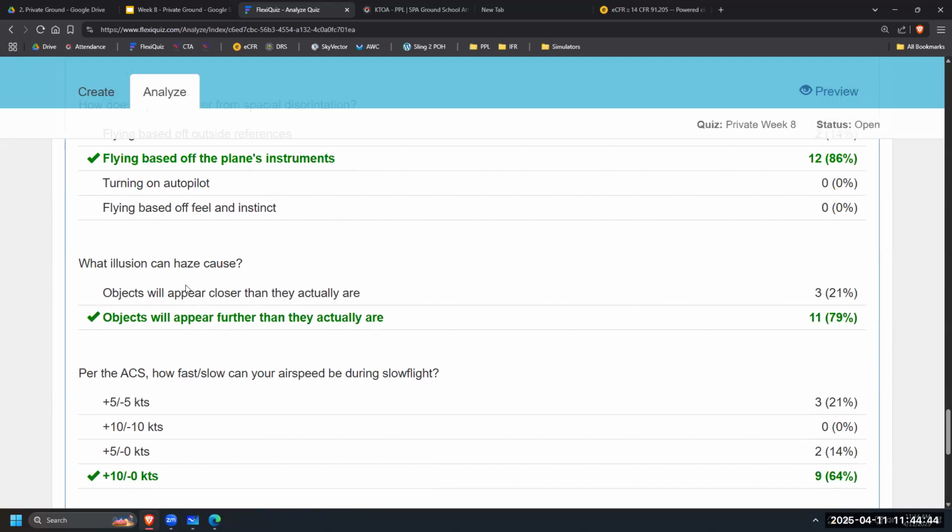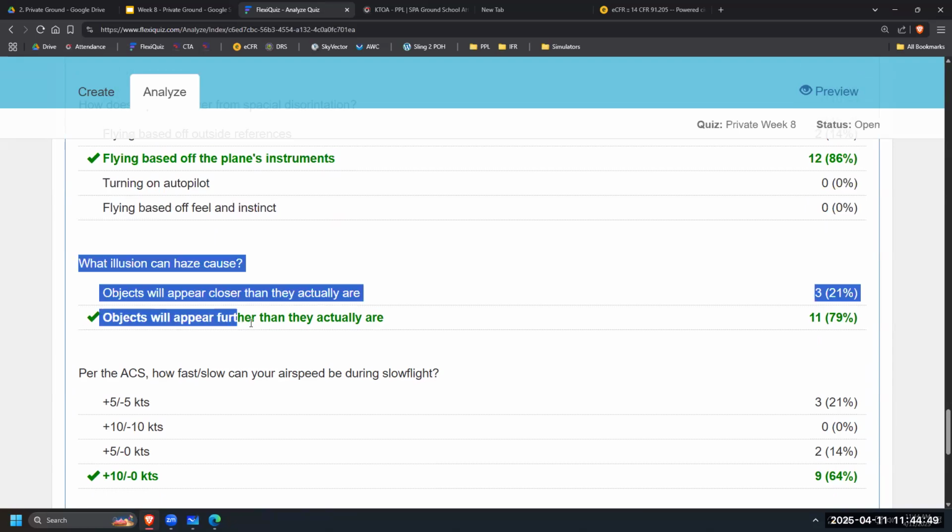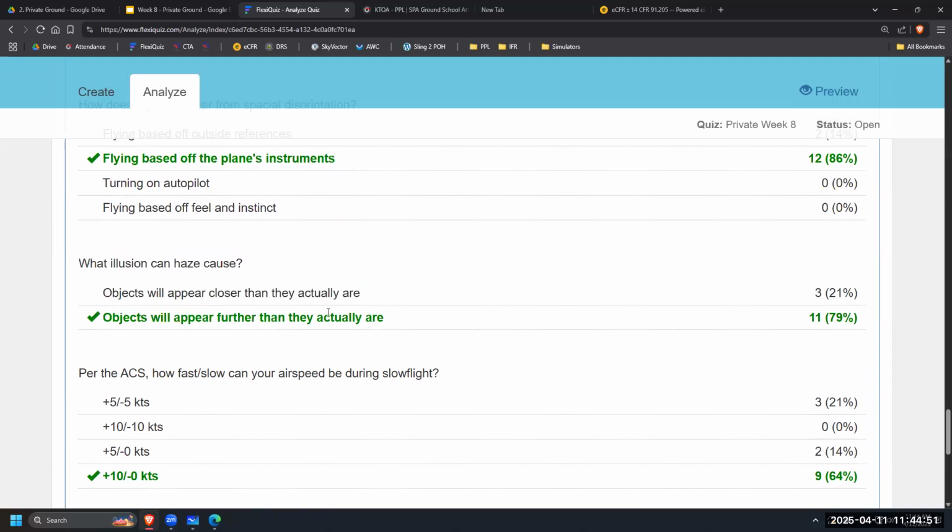What illusion can haze cause? Objects will appear further than they actually are. What other phenomena can cause the appearance of something to be further than it actually is? Black hole. Yeah, that is one. Runway lights, fog, lakes, upslope, downslope, right? Something like that can cause any of these.